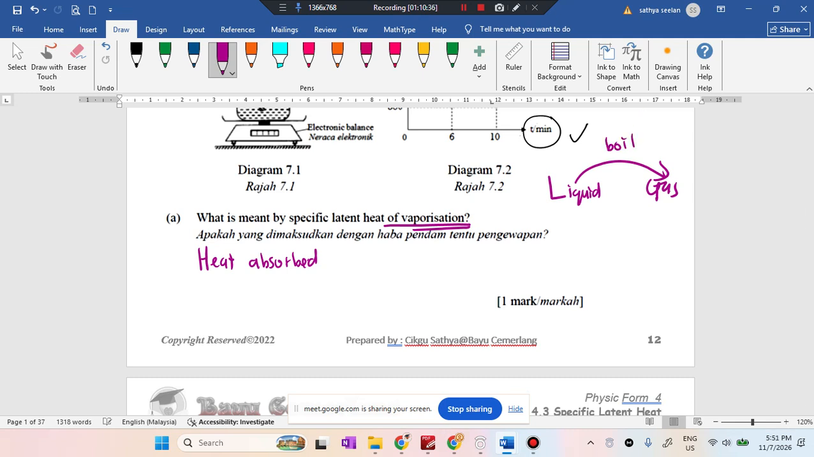Boiling. Gas to liquid? Condensation. So, heat absorb during boiling or heat release. Do you see? When we read, that thing isn't there. When we want to write, only then it will appear. What we learn just now? You see? Reading is only 50% effective. That's why I ask you to write more.